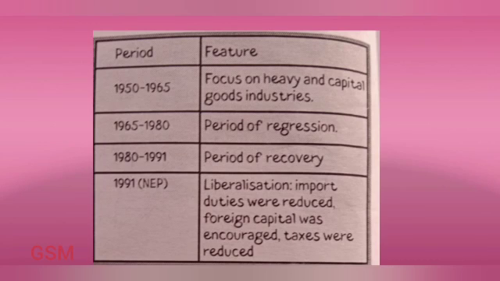Students, next you see the table. What are the features of the 5-year plan? 1950 to 1965, focus on heavy and capital goods industries. And then next 1965 to 1980, period of regression. And then 1980 to 1991, period of recovery. And then finally 1991, liberalization, import duties were reduced, foreign capital was encouraged, taxes were reduced.